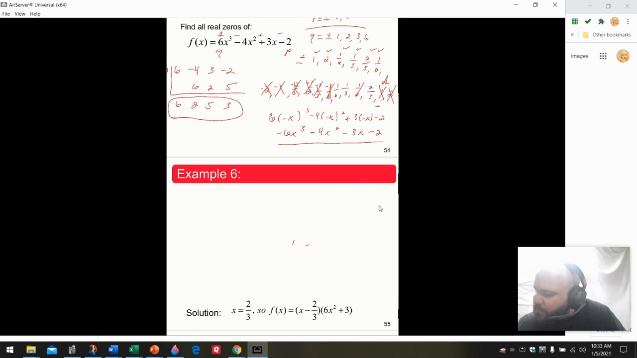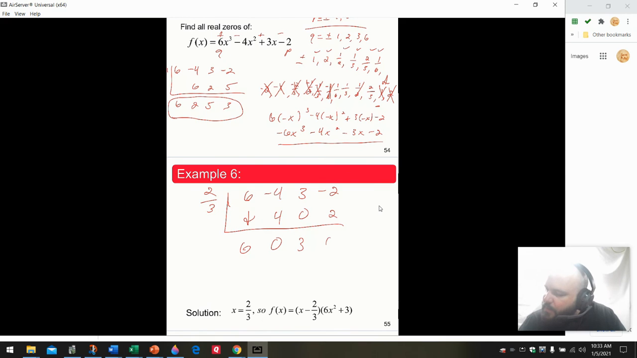So I'm going to erase this for a second. And I'm going to put in 2/3 right here. And I'm going to go back with my numbers: 6, -4, 3, and -2. Drop the 6. So 2/3 times 6. 6 divided by 3 is 2. 2 times 2 is 4. So that gives me 0, 0, 3. Now 2/3 times 3 is 2. And you can see I ended up getting 0 when I did synthetic division. So because this remainder is 0, that means x equals 2/3 is a zero.